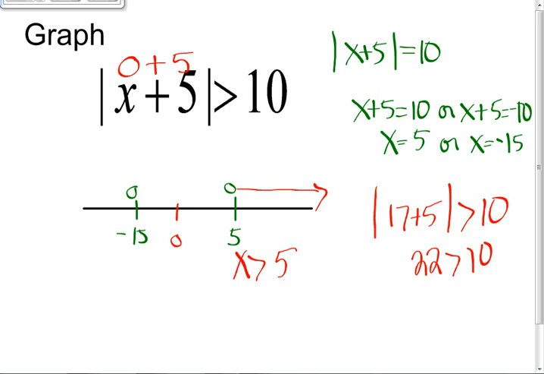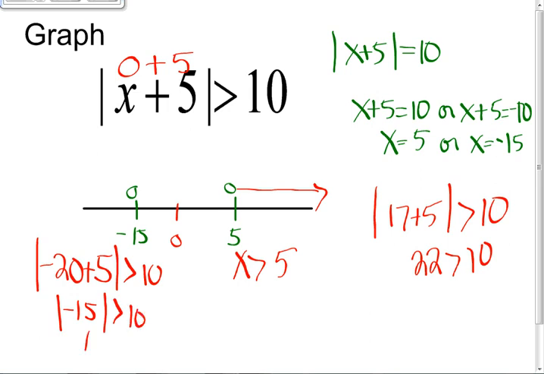What about this one? They're connected with an or, but I'm not picky about that. What number do we want to try over here? It has to be smaller than negative 15. Negative 20. I want to keep the arithmetic easy. The absolute value of negative 20 plus 5 is the absolute value of negative 15. Is that bigger than 10? Yes, absolute values are positive. And this solution is x is less than negative 15.